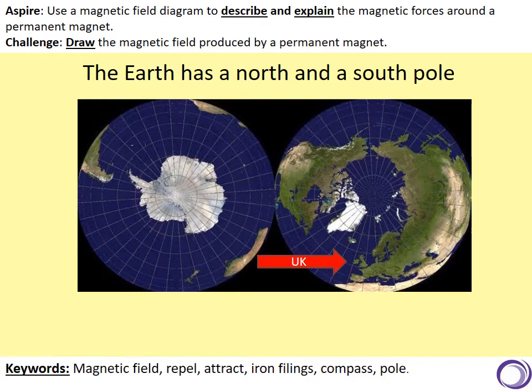Let's start with something that you will have heard of. The Earth has got a north and south pole. So I'll just give you 30 seconds. Just think, what could this mean? What does that actually mean? We've got the view of the Earth from above the South Pole on the left and from above the North Pole on the right.